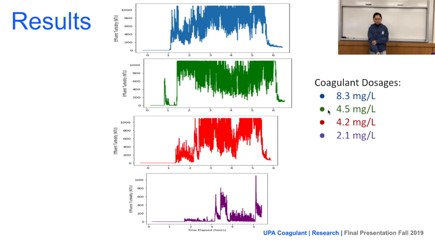For the majority of the semester, we mainly focused on setting up the experimental apparatus, so we were only able to test 4 different coagulant dosages. As you can see in the graph, there's a lot of fluctuation in the data, and there are a lot of times where the effluent turbidity is 1,100, which means that the turbidity is too high for the turbidimeter to read. So that's why the team decided on focusing on where the turbidity is at steady state.